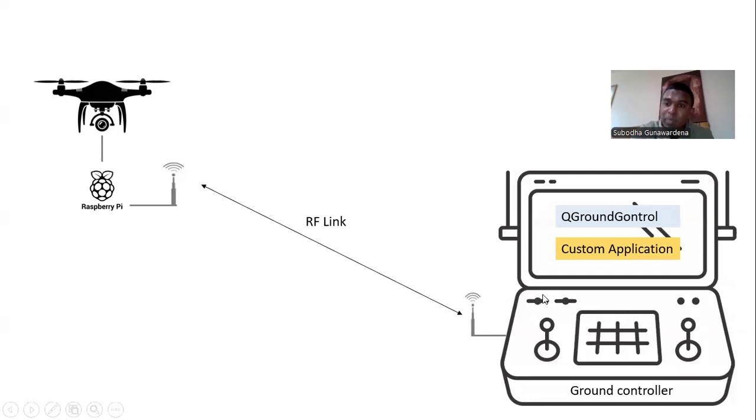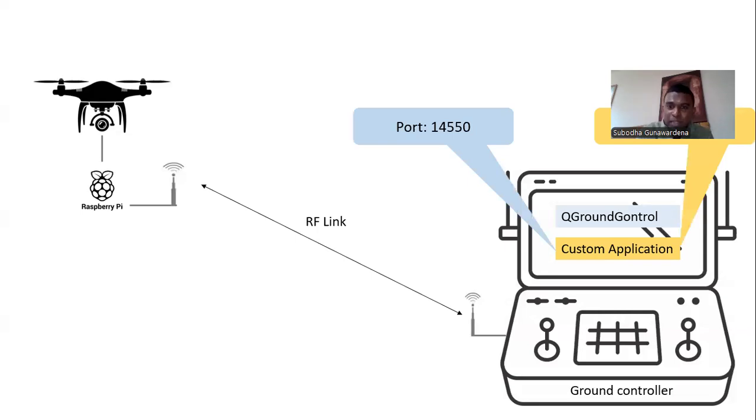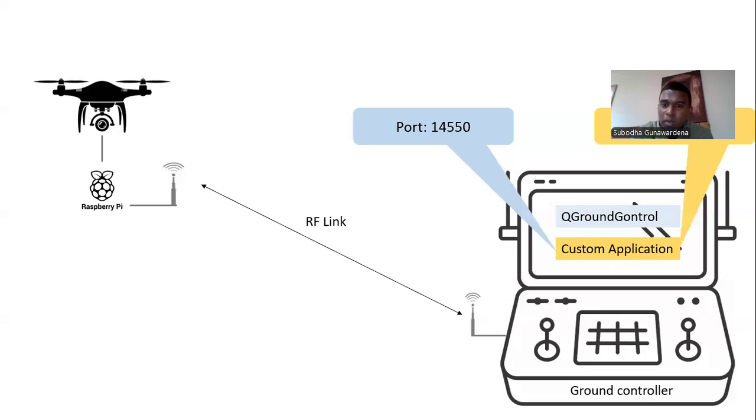Now for that, I have to have MAVProxy running in the computer. Since this is a Windows computer, I have to run a separate Linux environment in order to run MAVProxy. So I don't want to bother about it right now since I have Raspberry Pis with me. So what I'm going to do is have a Raspberry Pi in between. Here QGroundControl is connecting to port 14550, and the custom application is connecting to port 14553.